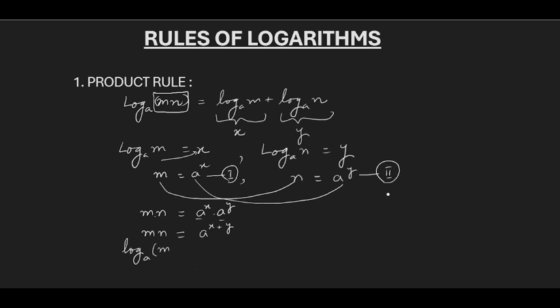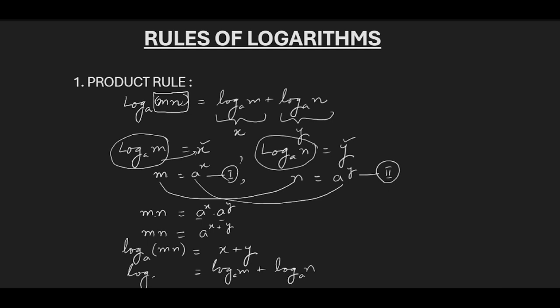So we will take it again to logarithmic form. That is, log base a of mn equals x plus y, and as we supposed in the beginning, the value of x is log base a of m and the value of y is log base a of n. Plug the values in. That would be log base a of m plus log base a of n, and that is the same as where we started.